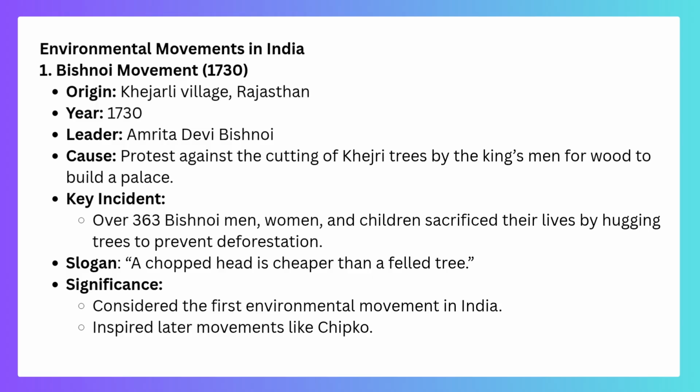Environmental movements in India. 1. Bishnoi Movement, 1730. Origin, Khejarli Village, Rajasthan. Year, 1730. Leader, Amrita Devi Bishnoi. Cause, protest against the cutting of khejri trees by the king's men for wood to build a palace. Key incident. Over 363 Bishnoi men, women, and children sacrificed their lives by hugging trees to prevent deforestation. Slogan, a chopped head is cheaper than a felled tree. Significance. Considered the first environmental movement in India. Inspired later movements like Chipko.